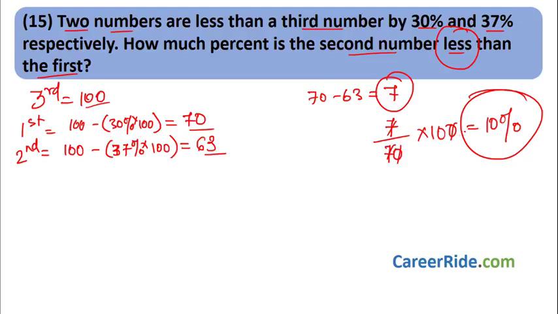See, did you understand the concept of percent less than the first? You just have to subtract, take the difference, and then find the percentage. Otherwise we have to take the first quantity, divide by the second quantity, and find the percentage. Moving to question number 16.